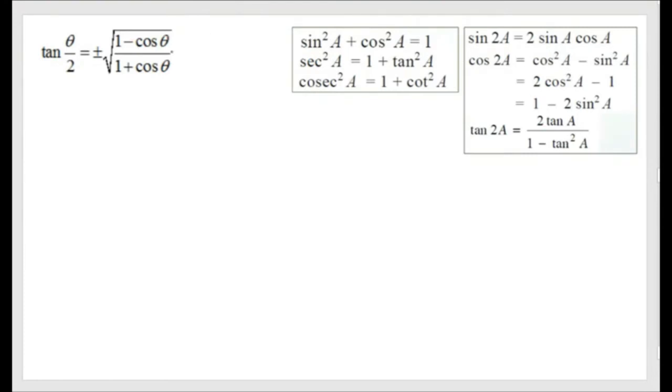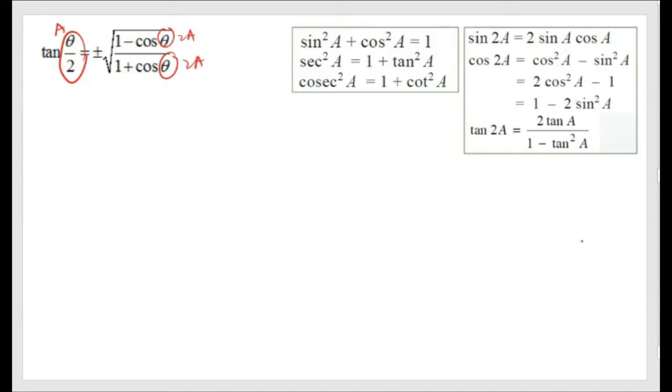Okay, 1 minus cos, 1 plus cos. Let's say this is A. So it will become 2A. Then this one becomes 2A: 1 minus cos 2A over 1 plus cos 2A. So which one do you think is more suitable?